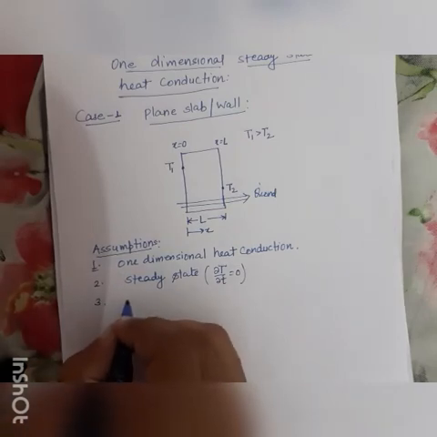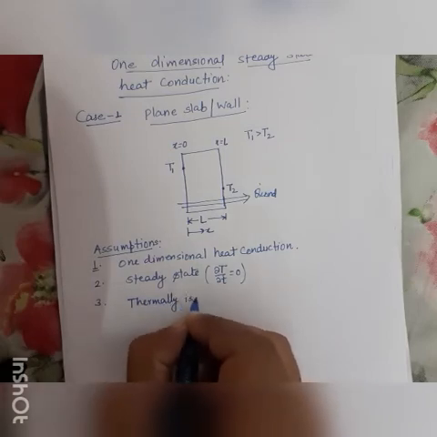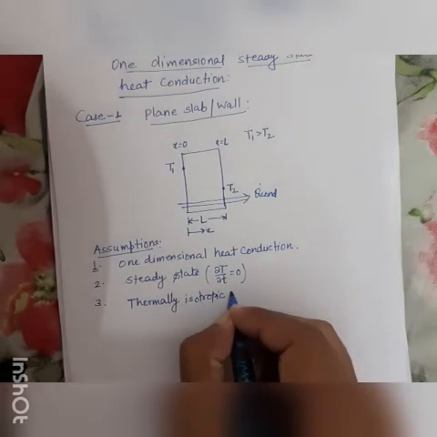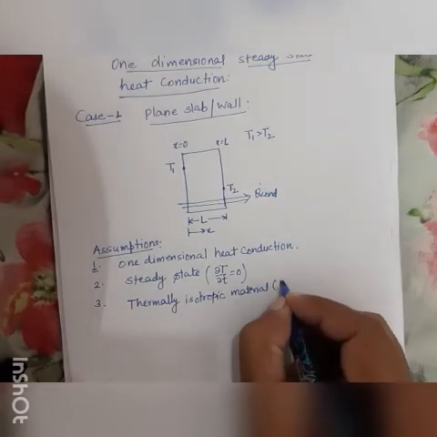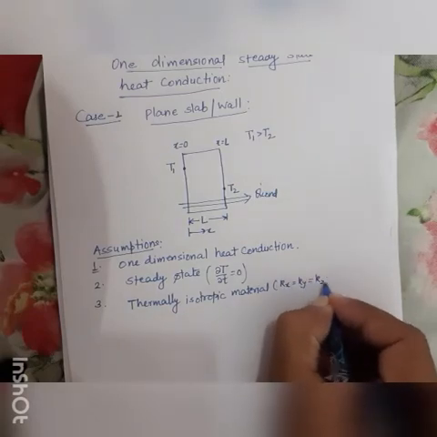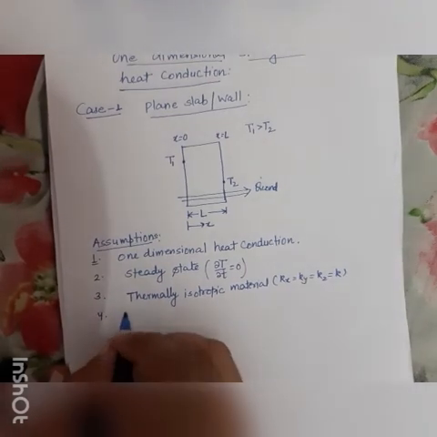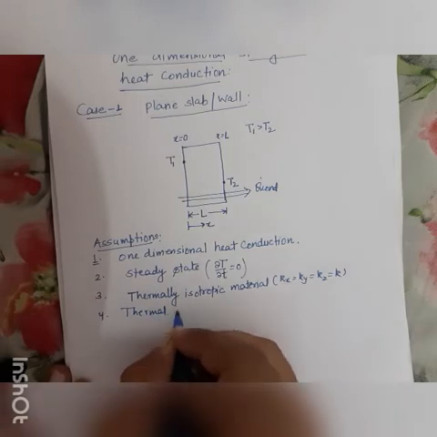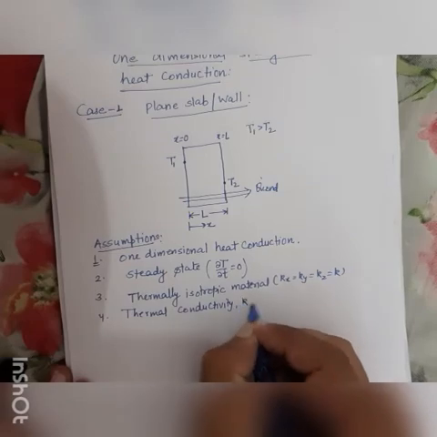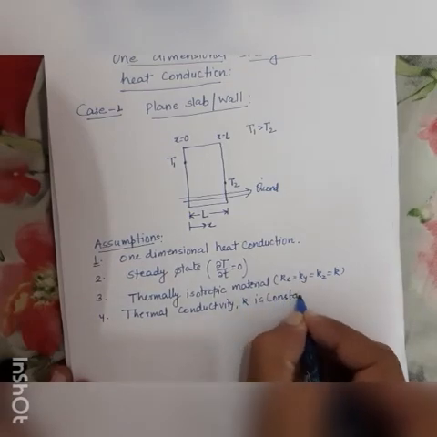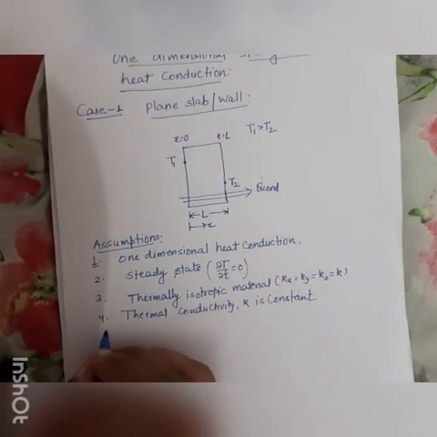The third is, let the material be thermally isotropic. This assumption does not have any meaning for the one-dimensional case, but still I am writing it, no problem. And fourth, K is constant. Thermal conductivity is constant, means thermal conductivity is independent of temperature.